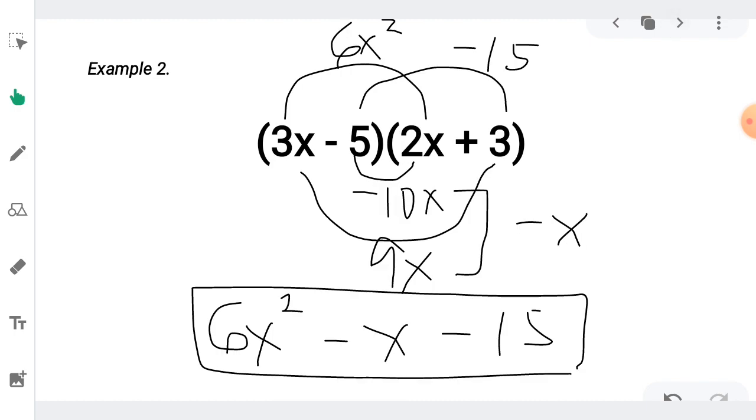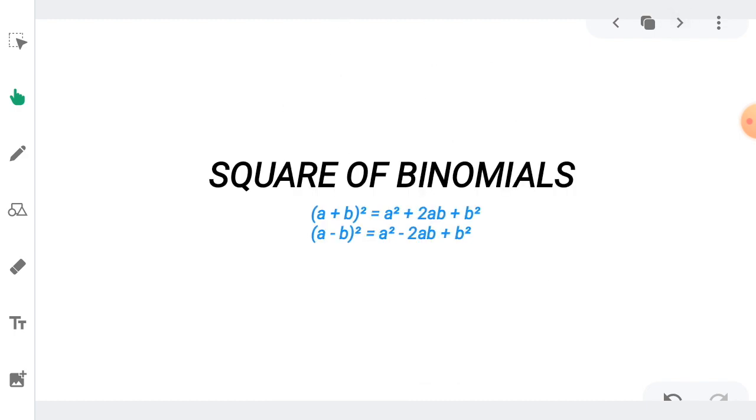Next, under special products, we now move on to the square of binomials. The square of a binomial is in the form a plus b squared is equal to a squared plus 2ab plus b squared. And the other one is the negative: a minus b squared is equal to a squared minus 2ab plus b squared.